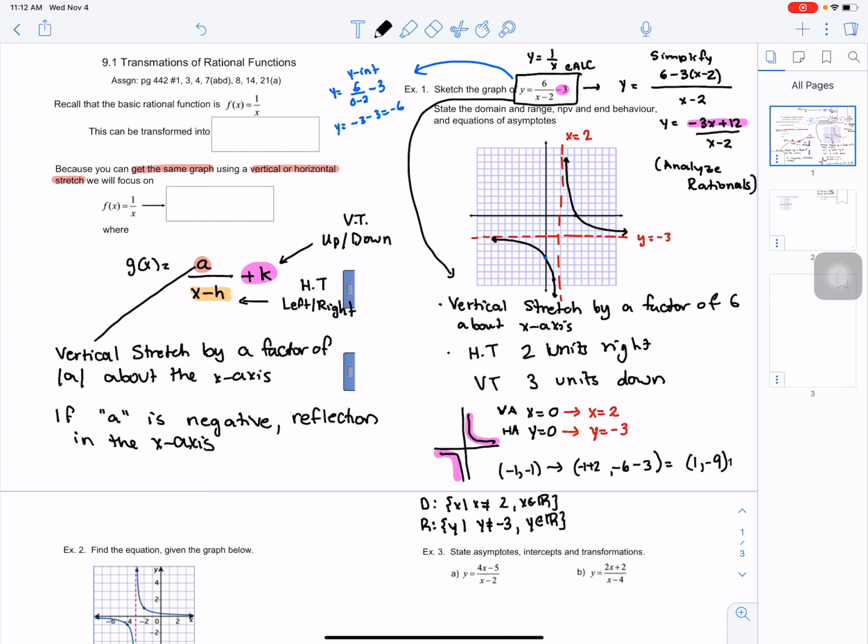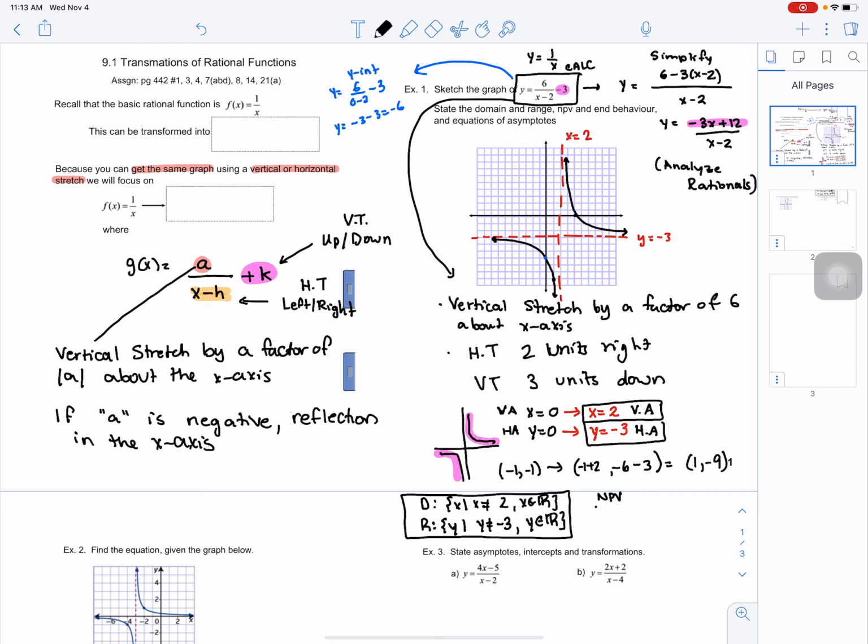And then they ask for the equation of asymptotes. So this is my new vertical asymptote, I'm just going to circle it. My new horizontal asymptote, circle it. My domain and range is being asked of me, and my end behavior and NPV behavior.